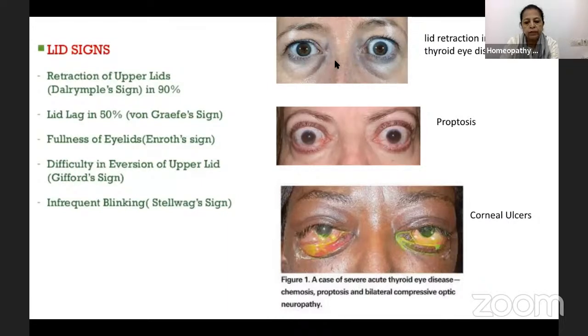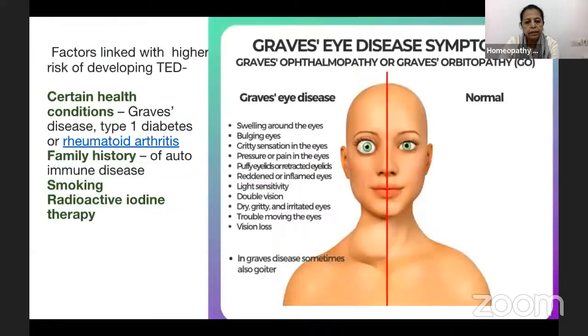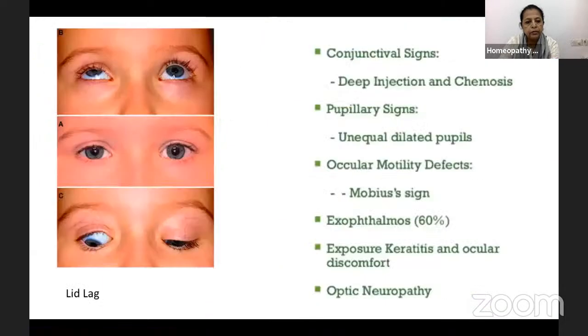Another sign is known as lid lag. When the patient looks up and when the patient looks down, here you can see in the right eye there is a lid lag. That means along with the eyeball going down, the lid doesn't follow the eyeball down. Still there is a retraction. This is known as lid lag, and it is also one of the signs in hyperthyroidism.